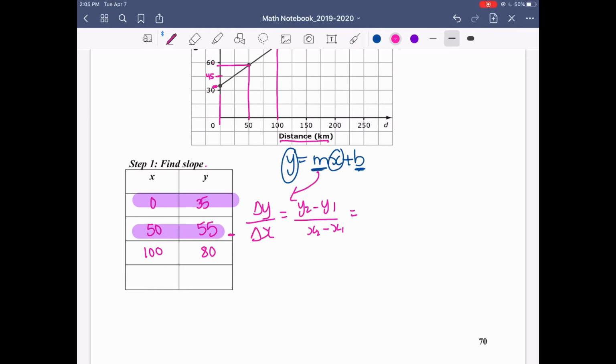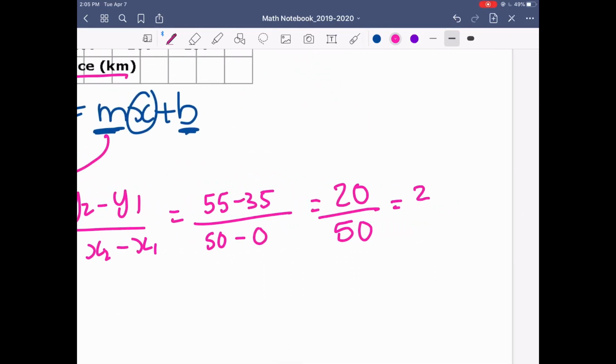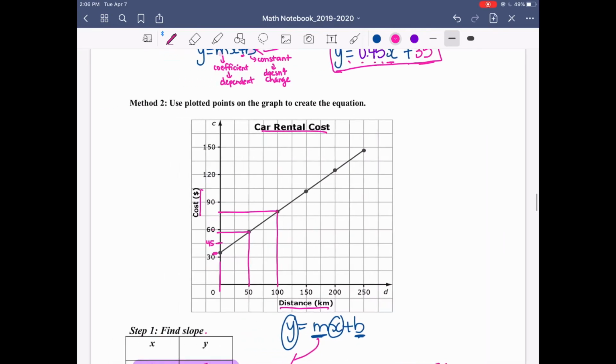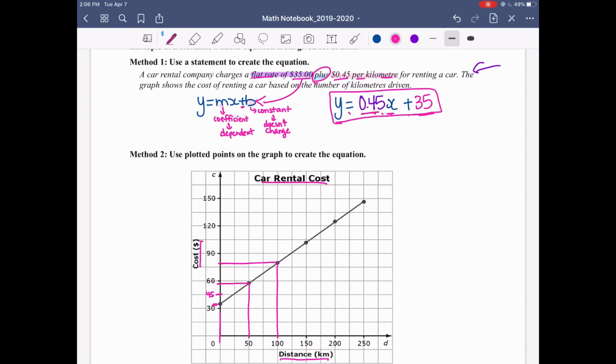So my second y value was 55, and my first one is 35. And then if I look at my 2 x's, the second one was 50, the first one was 0, so 50 minus 0. Then you simplify. 55 minus 35 would be 20, and 50 minus 0 is 50. And then if you reduce this, you get 2/5, which we know is around 0.4, which is pretty close to what we got here for our slope, 0.45.